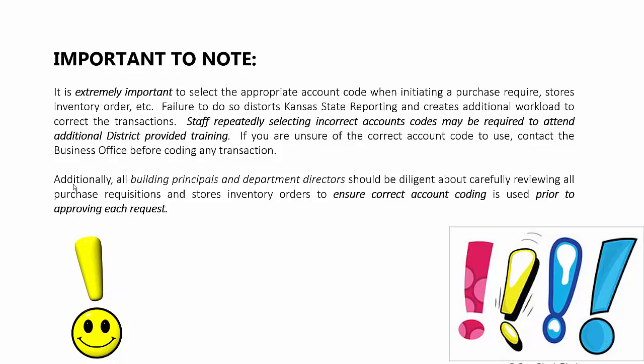Important to note, it's extremely important to select the appropriate account codes when initiating a purchase request, store inventory order, etc. Failure to do so distorts the Kansas state reporting and creates additional workflow to correct the transactions. Staff repeatedly selecting incorrect account codes may be required to attend additional district-provided training. If you are unsure of the correct account code to use, contact the business office before coding any transaction. Additionally, all building principals and department directors should be diligent about carefully reviewing purchase requisitions and store inventory orders to ensure the correct account coding is used prior to approving each request.